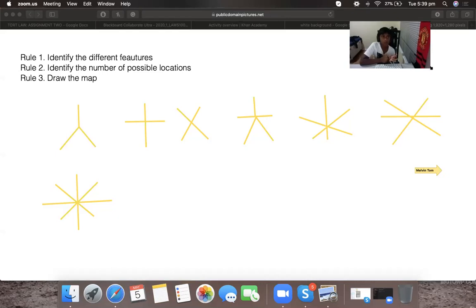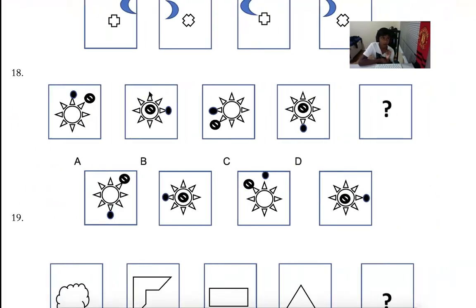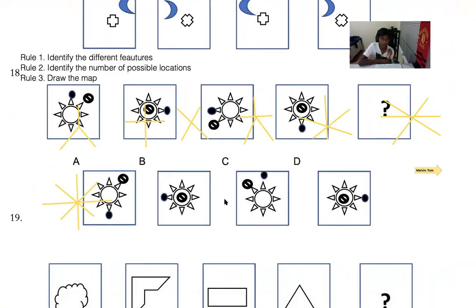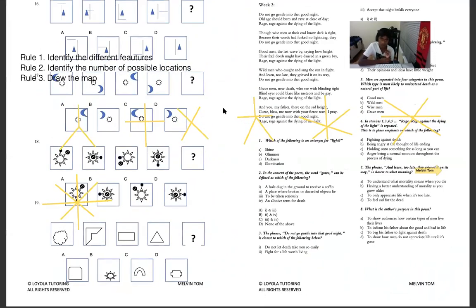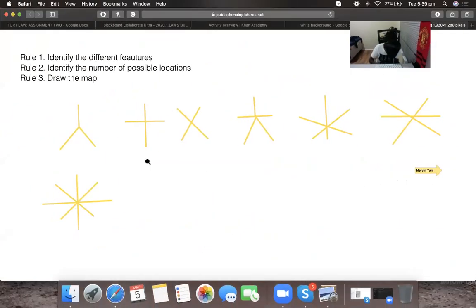Melvin, yes. In GATE, do they give you spare paper to work on? No, I don't think they'll give you paper to work on. You just need to work on the sides. If this was your GATE test, let me just zoom out, you would just have to draw your maps on the side here and here. Okay.